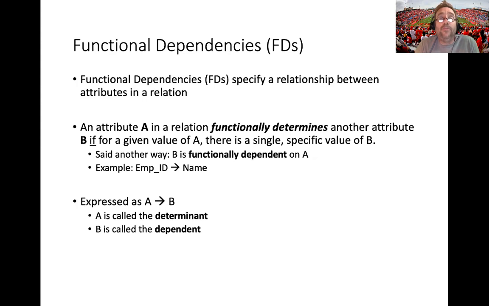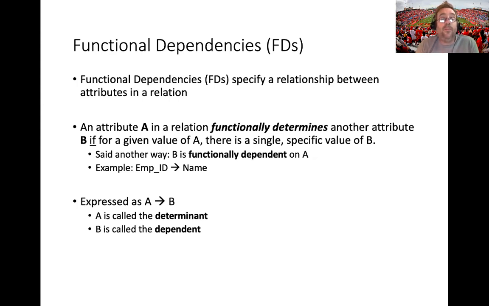So you remember from the earlier videos, 9a and I think 9b, functional dependencies specify a relationship between attributes within a relation. Let's read this together. An attribute A in a relation functionally determines another attribute B if, for a given value of A, there is a single specific value of B. In other words, B is functionally dependent on A.